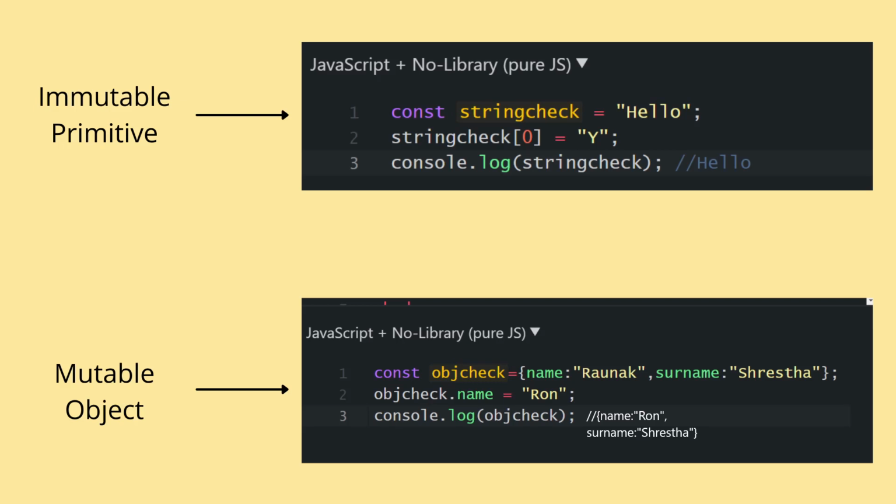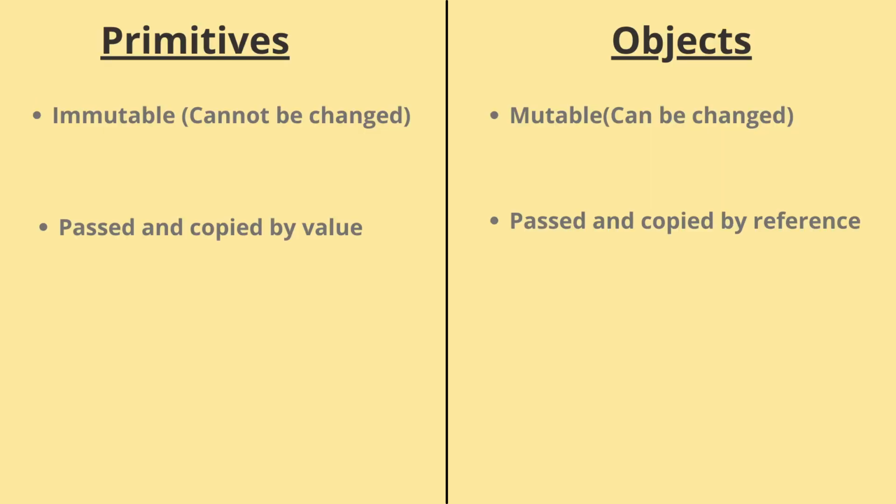In the other diagram, we have defined an object with name and surname as properties. And in the second line, we tried to change the value of the name property to Ron. And as we log this into the console, we get the object with the different value of name. This proves that the objects are mutable, which means their values can be changed by accessing their properties. Next, the second significant difference is that the primitives are passed and copied by value, while the objects are passed and copied by reference. So what do we actually mean by this? Let's find out through our example.